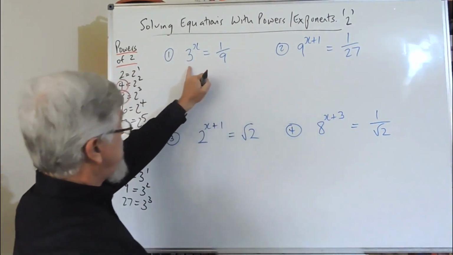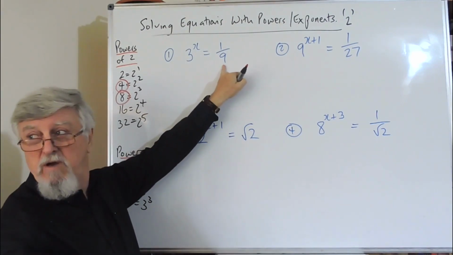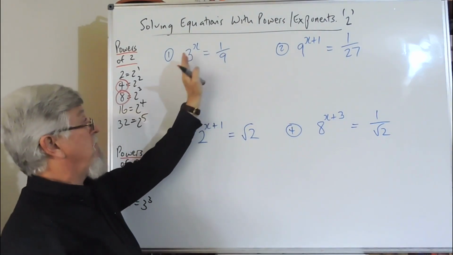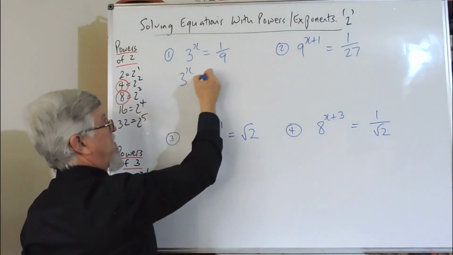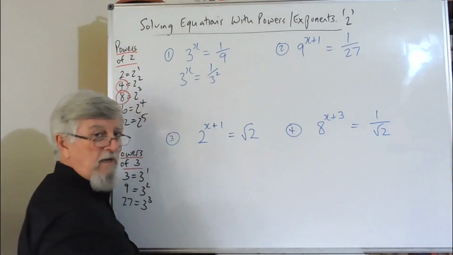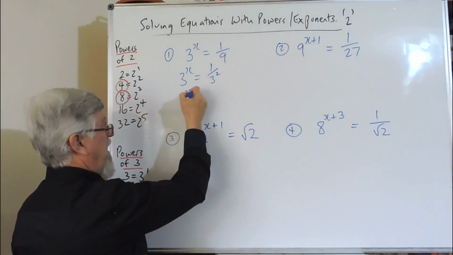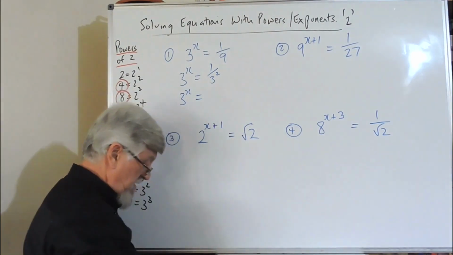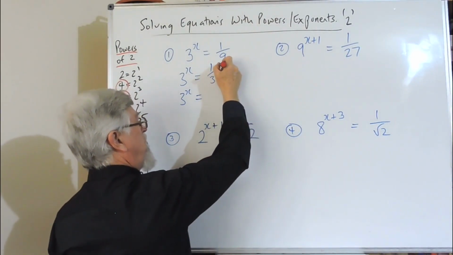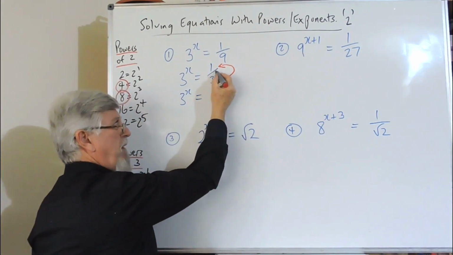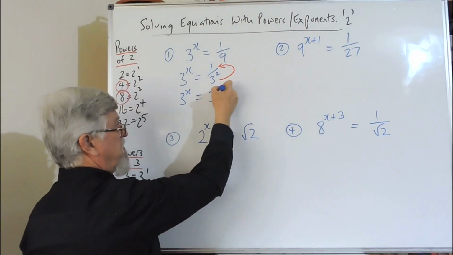If you have a look at this one here, we've got a 3 and a 9. I know that 9 is 3 squared. So what can I do with this equation? First of all, I can write that as 3 to the x and I can write it as 1 on 3 squared. Now with the index laws, this is where people come unstuck. So that's 3 to the x. If I move 3 squared from the denominator to the numerator, this index becomes a negative. So that's 3 to the minus 2.